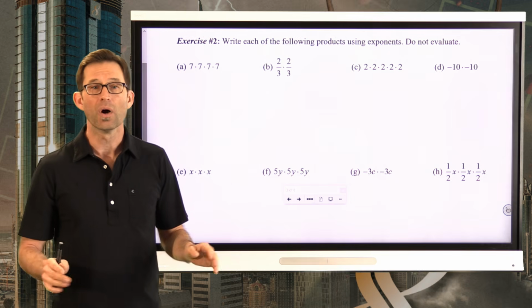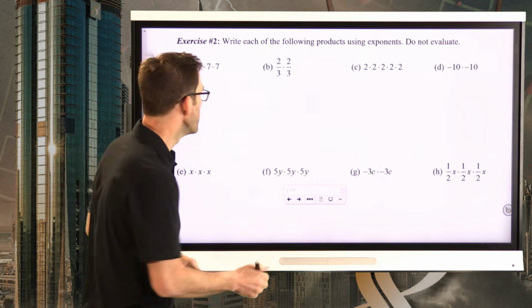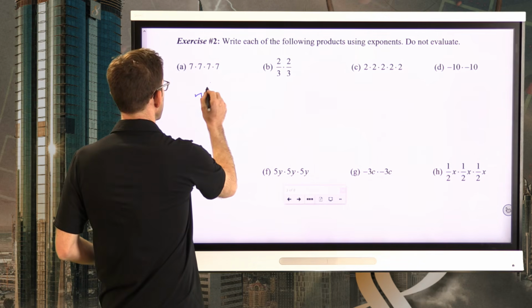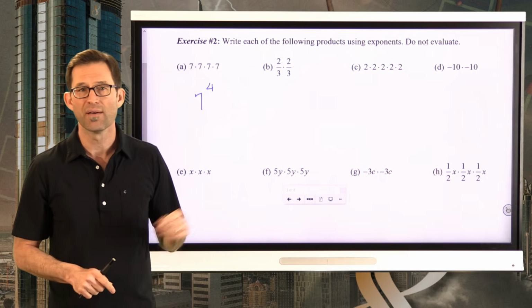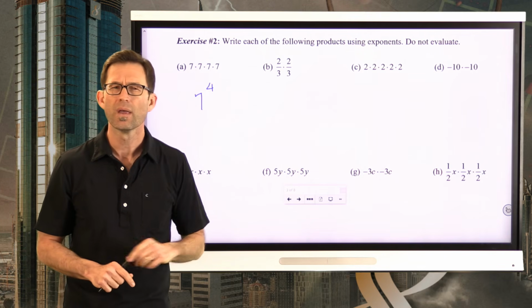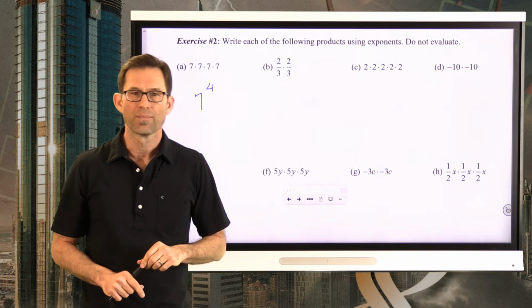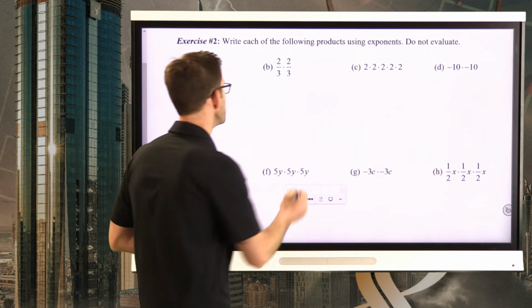So 7 times 7 times 7 times 7, that's simple, right? That is just 7 to the 4th. No parentheses are needed at all. 7 to the 4th and 7 times 7 times 7 times 7 are the same thing. But let's take a look at letter B. We have 2/3 times 2/3. Now it would be tempting to write something like this down.